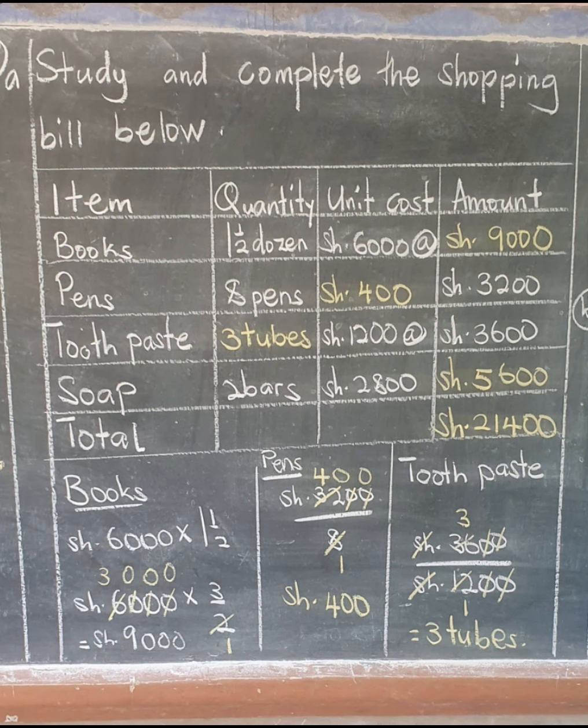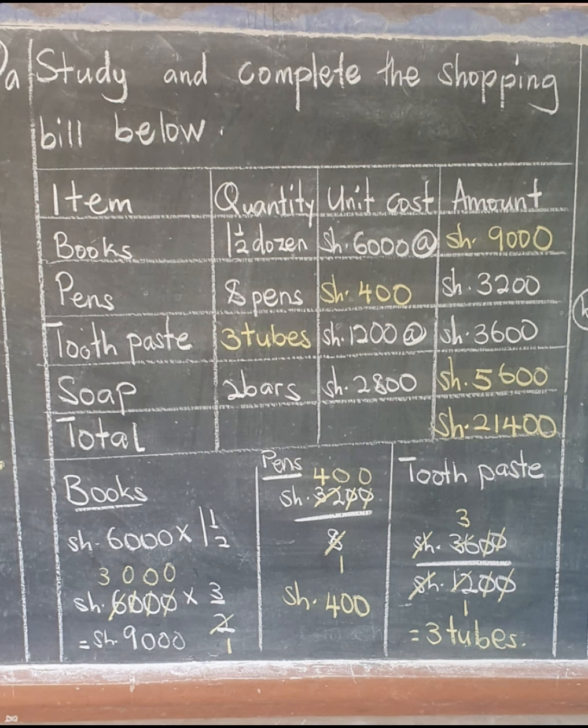So the first item we have are the books. Quantity bought was 1.5 dozen. Then the unit cost. Remember, unit cost is the amount used to buy a single item. So the unit cost here is 6,000 shillings each. That sign you see there in the table shows each. Therefore, for the books, we are supposed to find amount, and as I told you, amount is equal to unit cost times quantity. So we shall get 6,000 shillings times 1.5.